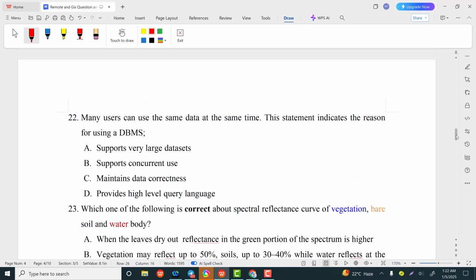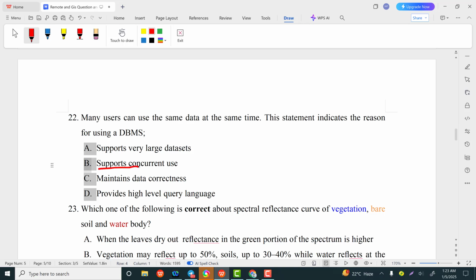Question number 22. Many users can use the same data at the same time. This statement indicates the reason for the use of a database management system. A, support very large datasets. B, support concurrent use. C, maintain data correctness. D, provide a high-level query language. The answer is B, support concurrent use.